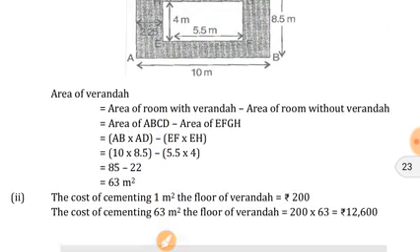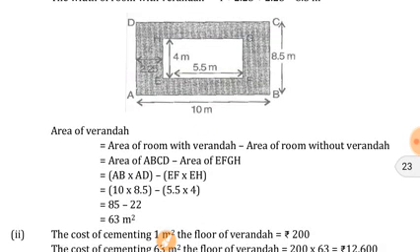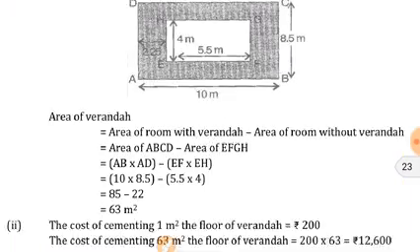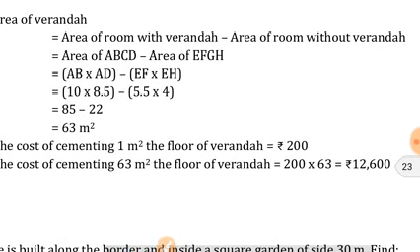So the area of the veranda is the total, 10 into 8.5 minus 5 into 4, which is 63 meter square. The cost of remaining cementing is rupees 200 per meter square, and here 63 meter square is there. So 200 into 63, it is 12,600 rupees.